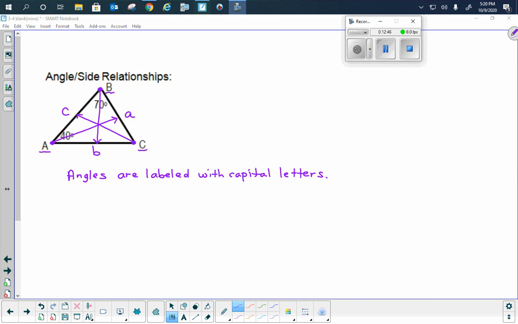I know sometimes it's hard to tell a difference between the uppercase and lowercase c, but I'll definitely be able to tell the difference between your A's and your B's. Keep this in mind, guys. This is super important for labeling for the rest of the year. So we've said angles are labeled with capital letters and sides are labeled with lowercase letters.